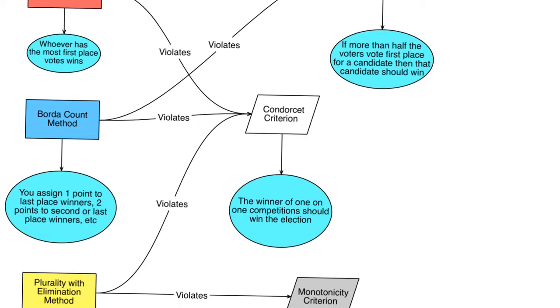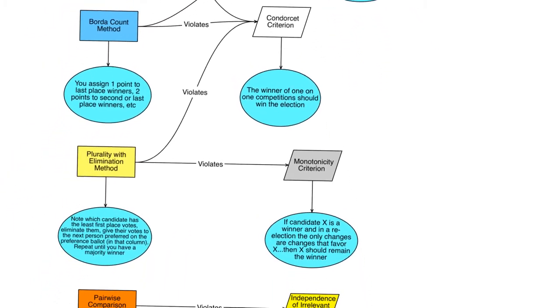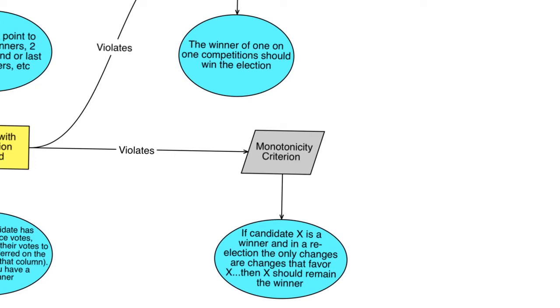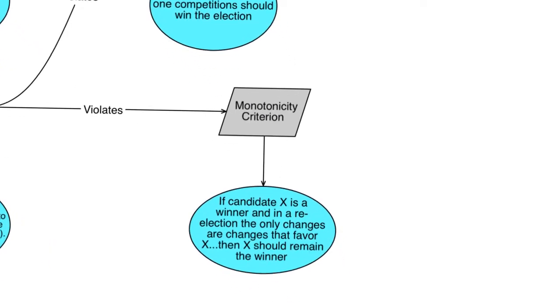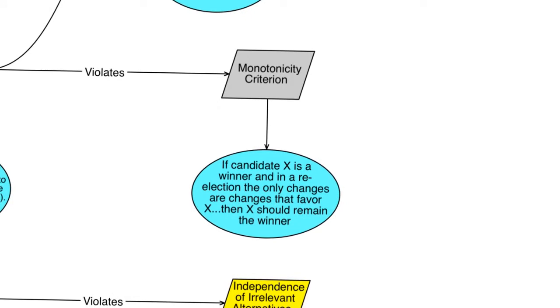So that is the Condorcet criterion. The next one is the monotonicity criterion. What that says is that if candidate X is a winner, and in a re-election the only changes are changes that favor X, then X should remain the winner.